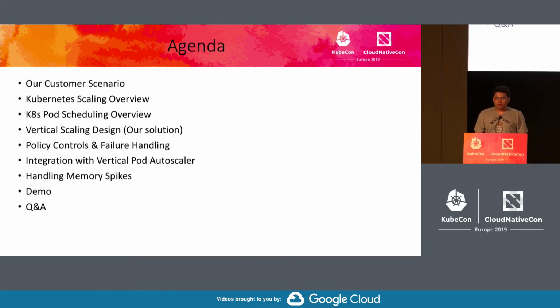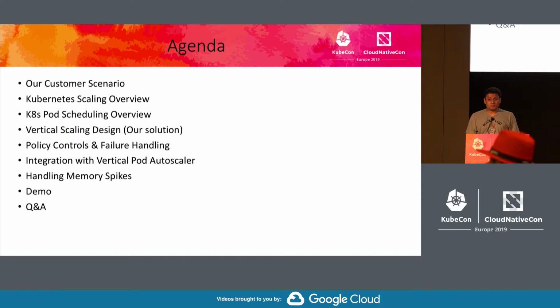Then we're going to look at how we could potentially integrate with the vertical pod autoscaler, which is a project that was created to automate the process of scaling your pods for you. Nobody's going to sit there and do this manually. And then we had another issue we had to look at, which is how to handle memory spikes. We're going to go over that. And then I'm going to cross my fingers and do a demo, and we'll do Q&A after that.